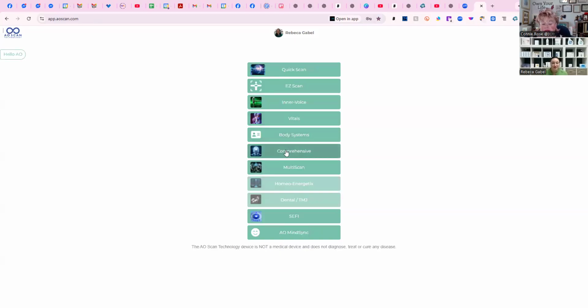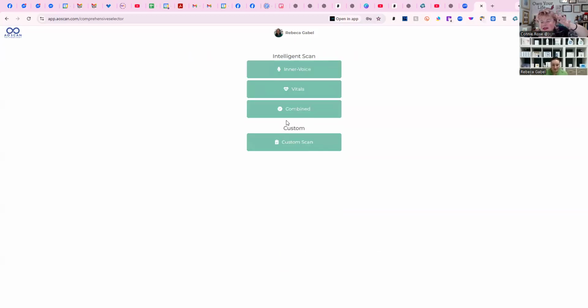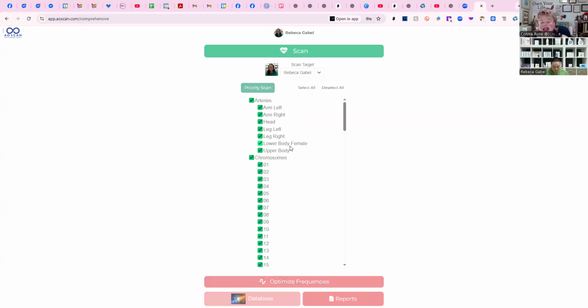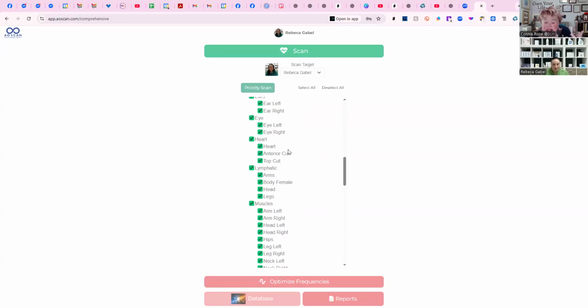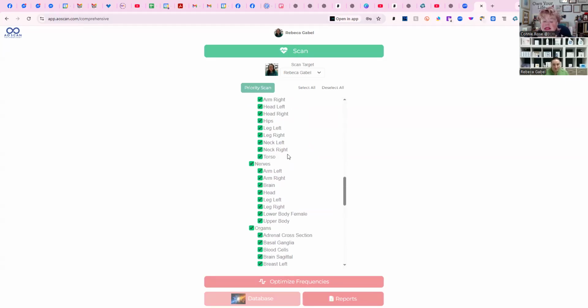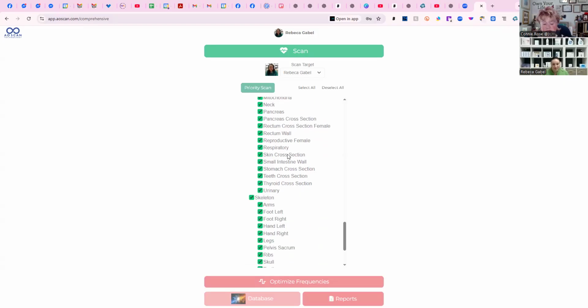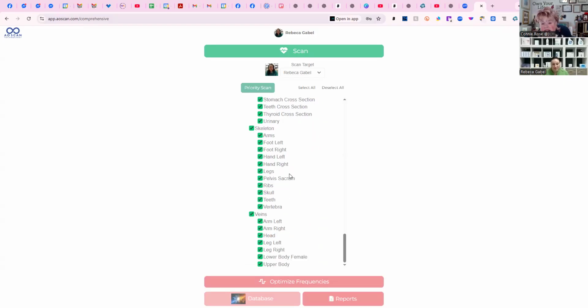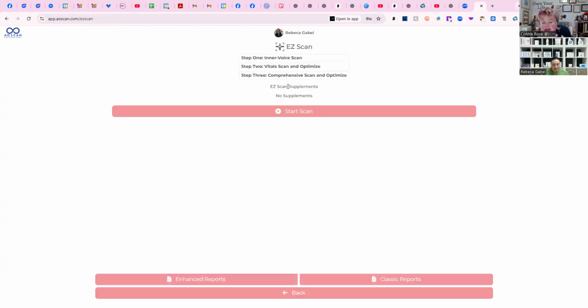And then we have comprehensive. So I tell people vitals is kind of like the software of the body, how things are functioning, whereas comprehensive is like the hardware of the body. So then I show them this is what's also going to be scanned. Like I'll just read the list. There's arteries, chromosomes, connective tissue, ears, eyes, heart, lymphatic system, muscles, nerves, organs, your skeleton and your veins. All of these things are going to be scanned and optimized in this easy scan.